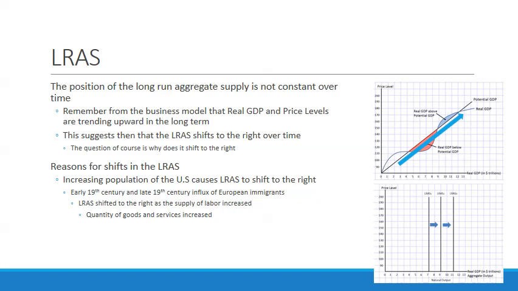Now, this creates an increase in the quantity of goods and services. And so in the 1880s, the population of Poland fell as people immigrated to the United States. The U.S. long-run aggregate supply shifted to the right, while Poland's actually shifted back to the left because their population of working-age individuals fell.